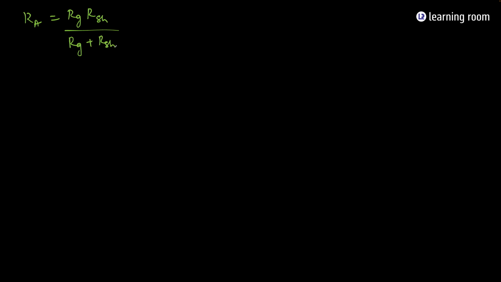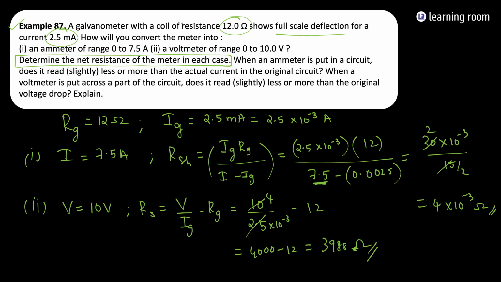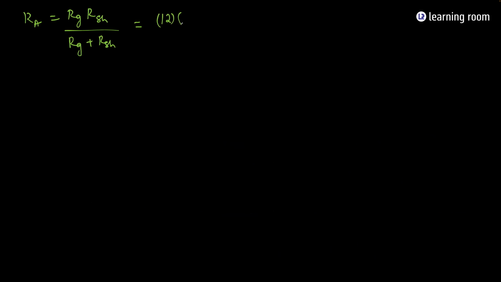Maybe you would have written it as RS, which is okay, but I hope you understood. Resistance of galvanometer into shunt resistance divided by resistance of galvanometer plus shunt resistance. Rg is 12, and the shunt resistance we need to connect is 4 into 10 power minus 3. So it is 4 into 10 power minus 3, the whole divided by 12 plus 4 into 10 power minus 3.